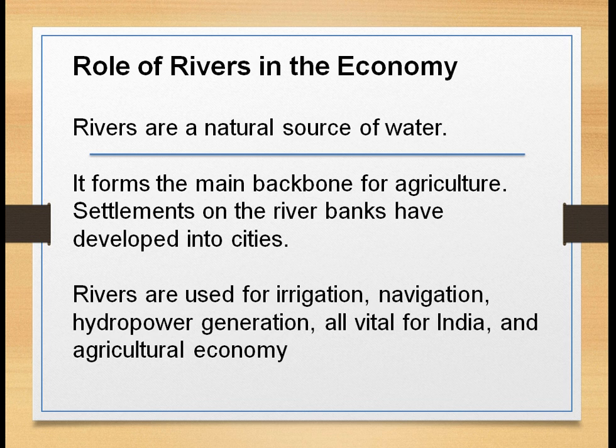Rivers are used for irrigation, navigation, hydropower generation, all vital for India's agricultural economy. So here we are seeing how rivers are playing a very important and significant role in our economy by boosting agriculture, supporting our settlements, helping develop cities, and being used for irrigation, water transport, to generate hydropower and so on.